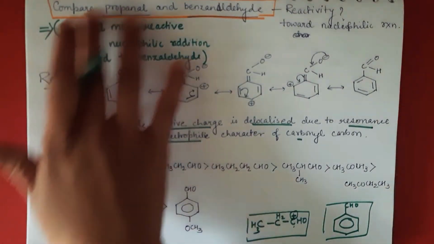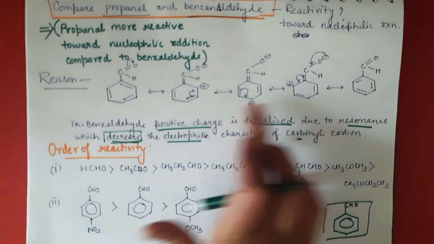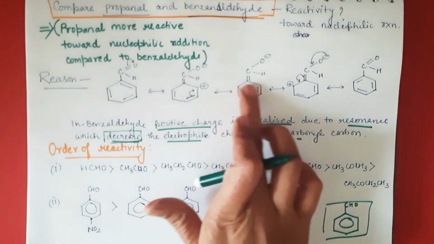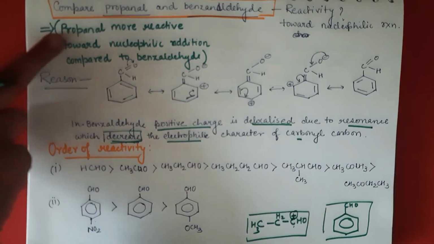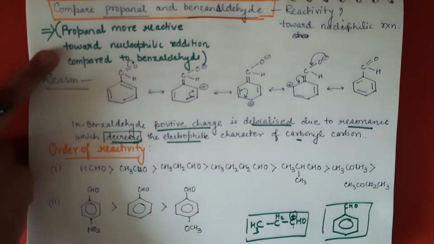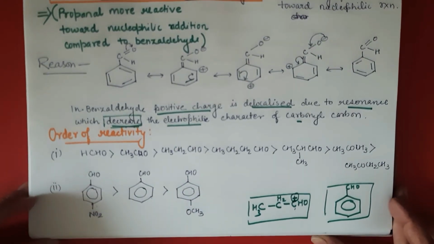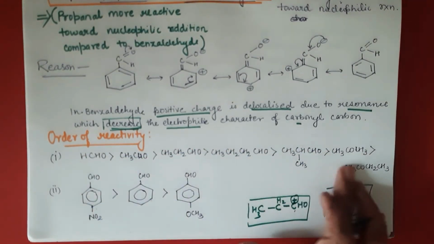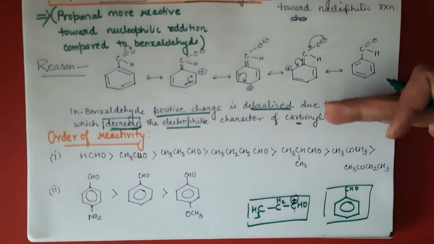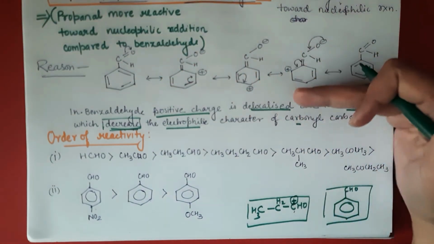So if the question is asked, you have to draw the resonating structures of benzaldehyde by showing the delocalization of positive charge towards the ring. And now I hope this question is clear, that why propanal is more reactive towards the nucleophilic addition reaction. And the order of reactivity, you can take a screenshot from here, and you will better explain this series if you have understood the basic concept of this particular nucleophilic addition reaction.